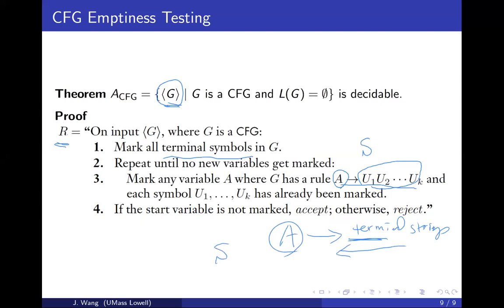Okay, so that means if the start variable is marked, then we know that there will be something that can be derived from S. Otherwise, if S is not marked after we exhausted every single production rule, then we reject. So in other words, this context-free grammar doesn't generate anything.